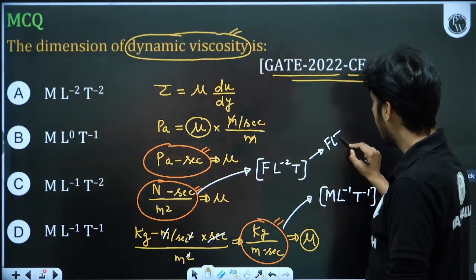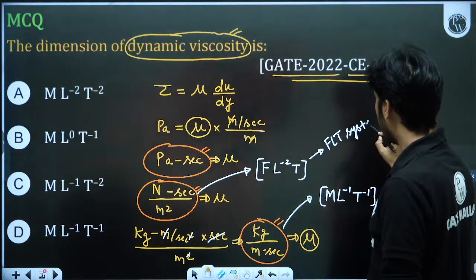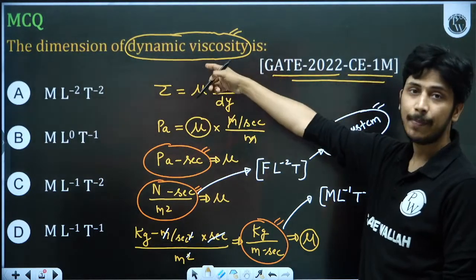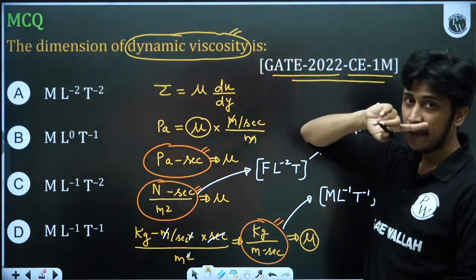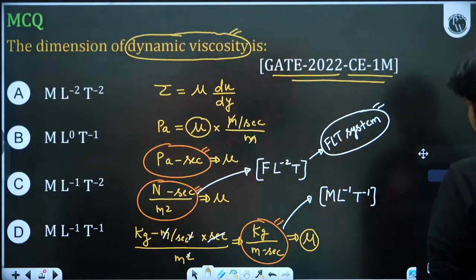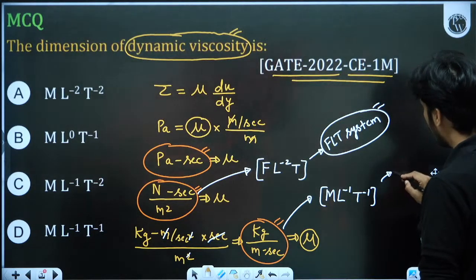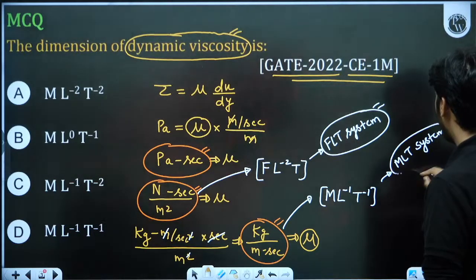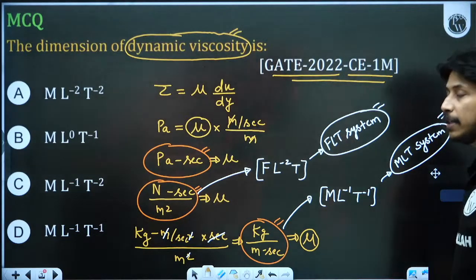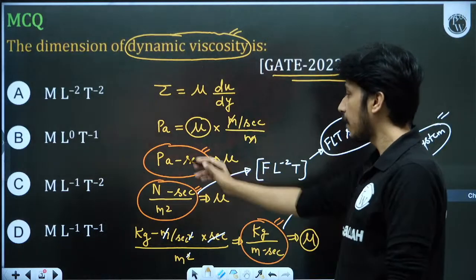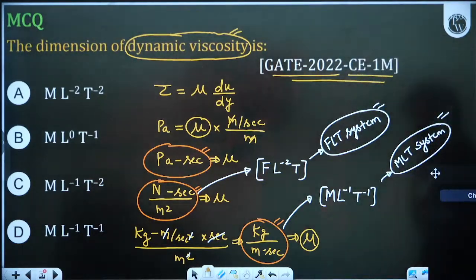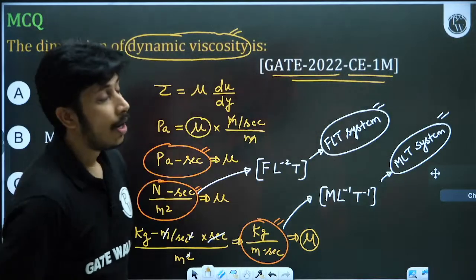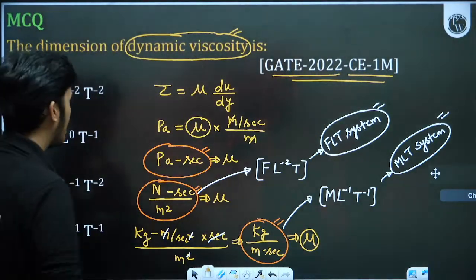So always remember, they may ask anything. Because dynamic viscosity is what? Dynamic viscosity is a dynamic parameter, means force related parameter. So they can ask you also in the FLT system. So dimension they can also ask in FLT system. So in MLT it is ML minus 1 T minus 2, and in FLT system it is L minus 2 into T. Are you getting my point? Because it is Newton per meter square into second. Pascal is Newton per meter square. So F L minus 2 into T is the FLT system dimension of your mu, dynamic viscosity. Dynamic viscosity is actually mu.